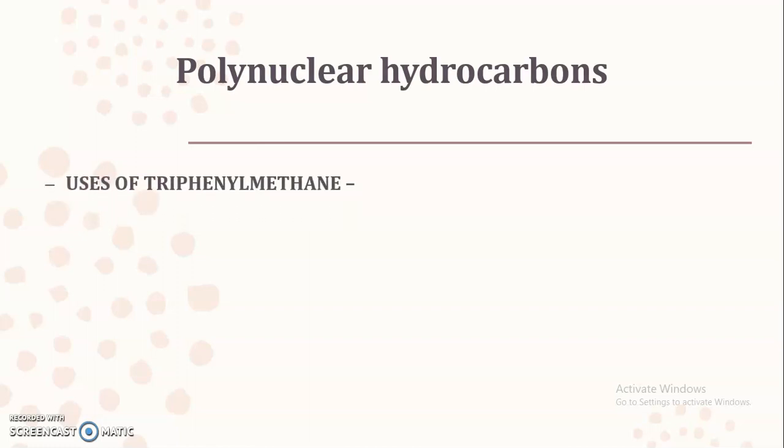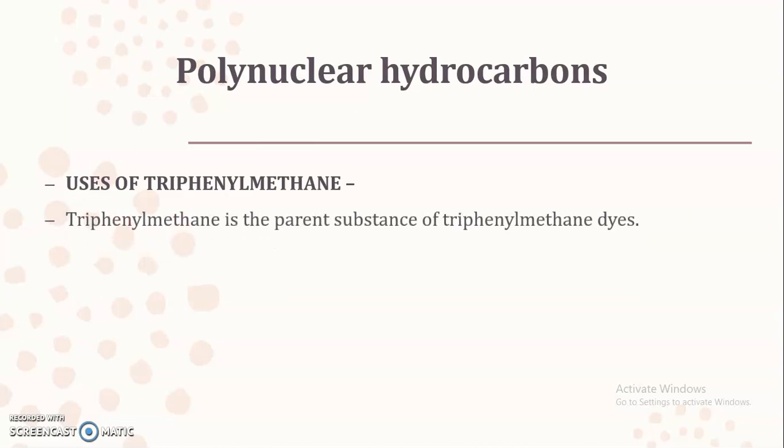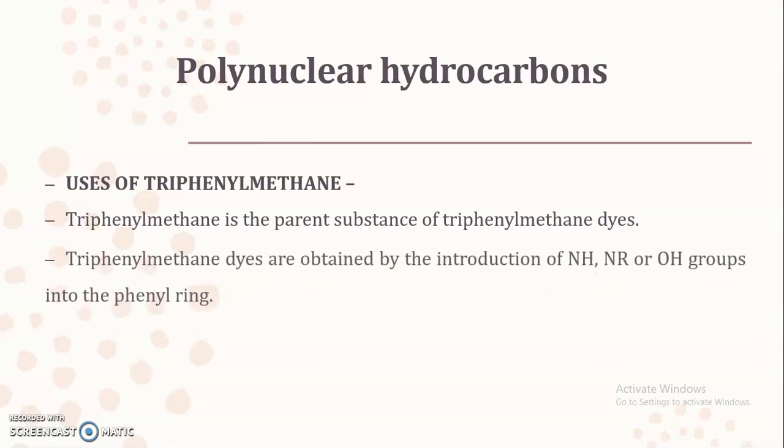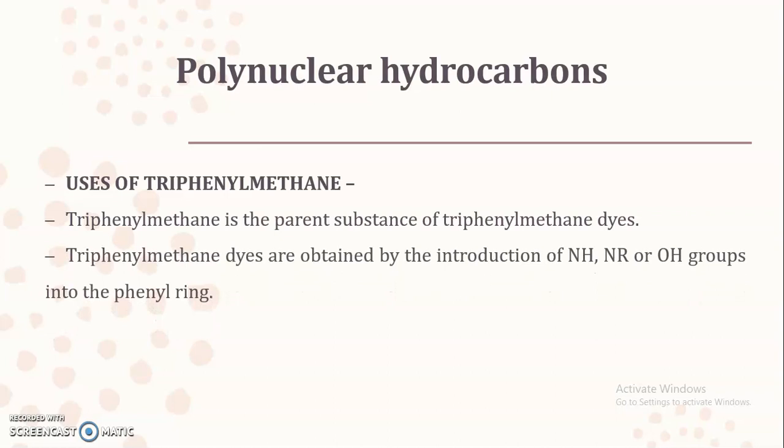Then the last compound belonging to these polynuclear hydrocarbons is triphenyl methane. Triphenyl methane is the parent substance of triphenyl methane dyes. That's why it is used for the production of dyes which consist of triphenyl methane as a moiety. Also, triphenyl methane dyes are obtained by the introduction of NH, NR or OH groups into the phenyl rings of triphenyl methane.